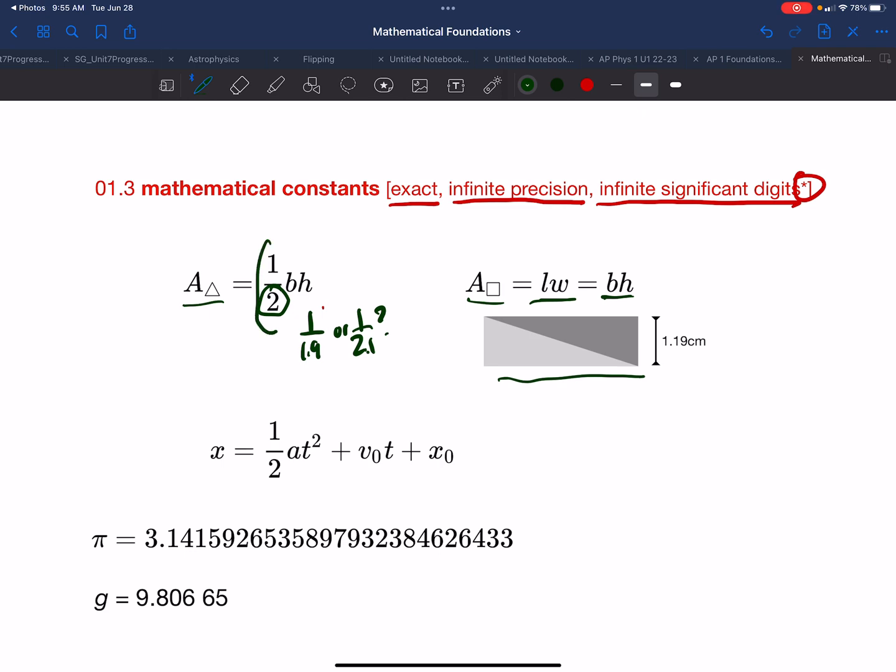So this 2 in the 1/2 is perfect, it's exact, it has infinite precision and an infinite number of significant digits. So if we were to rewrite this number as 0.5, it doesn't just have one digit, it has an infinite number of digits going in that direction. So that is why this mathematical constant is exact, has infinite precision, and an infinite number of significant digits.